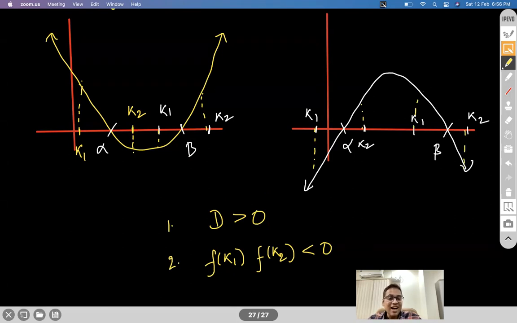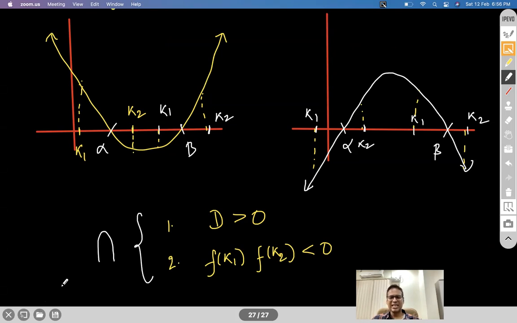Are these two sufficient enough, or do you think more is required? Are they just necessary or are they sufficient? What do you think? I believe they are sufficient. So there is no other thing required. If you honor these two conditions, you will definitely have one of the roots lying between K1 and K2. Is it fine? Any questions?